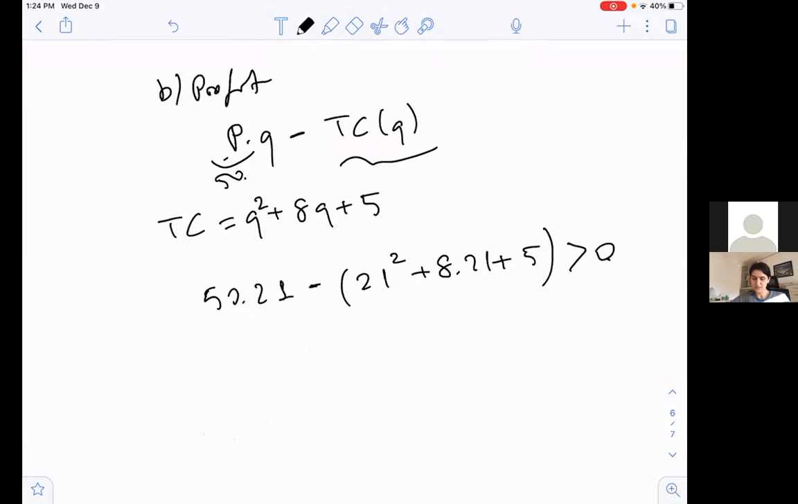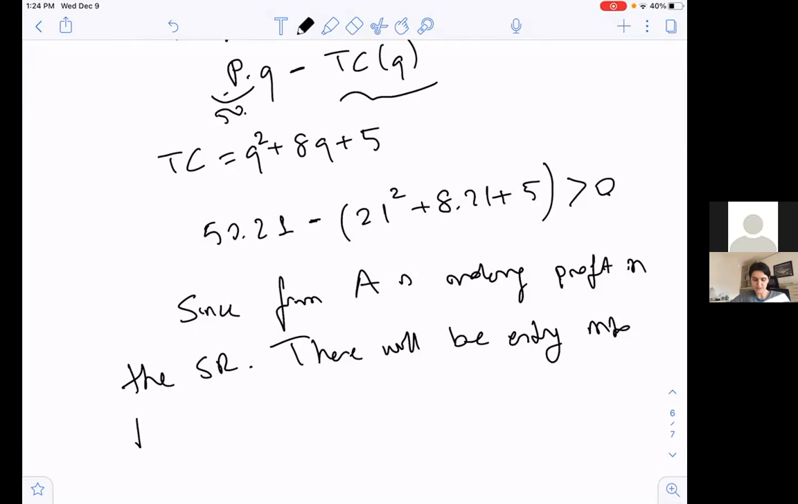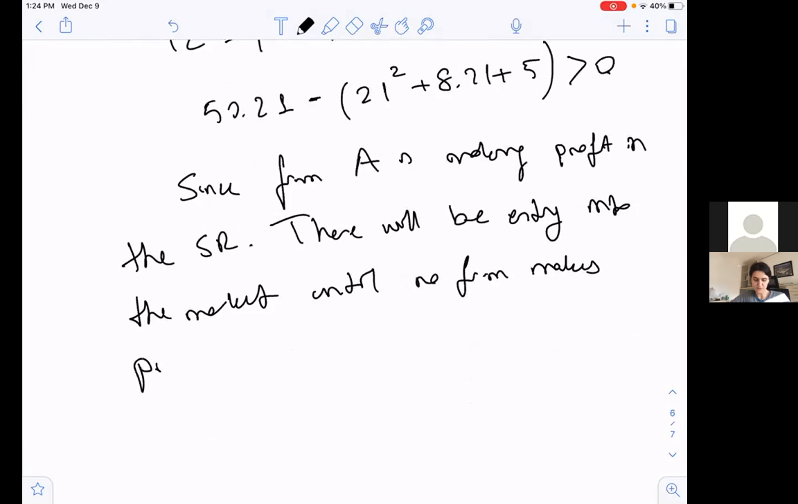What will happen in this market in the short run? Since firm A is making profit in the short run, there will be entry into the market until no firm makes profit.